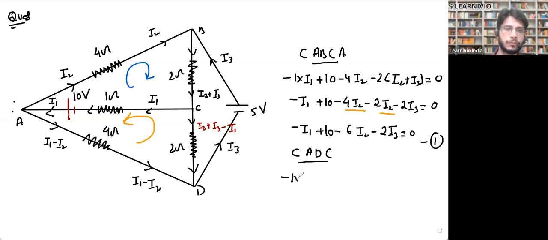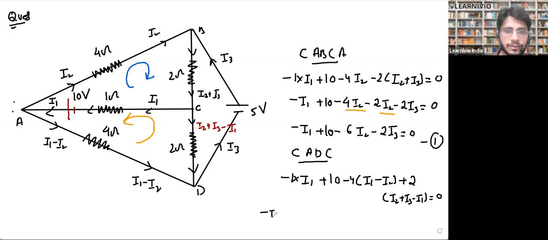Plus 10, since lower to higher is a rise. Then going from A to D, it is minus 4 into (I1 minus I2). Then going from D to C, it is plus 2 into (I1 plus I2 minus I1), that is, 2 times (I2 plus I3 minus I1), is equal to 0.